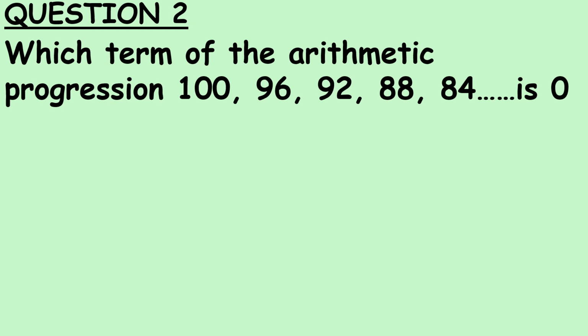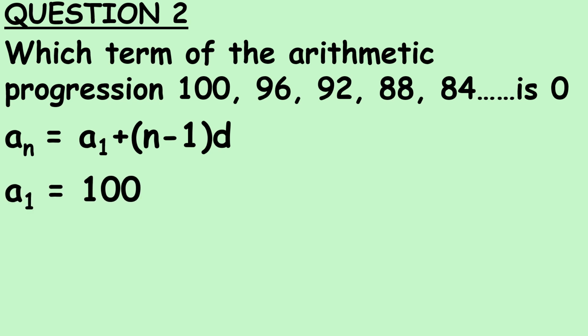So the question is, which term? Is it the 5th term? Is it the 20th term? Is it the 30th term? When will this arithmetic progression get to 0? Which term will it be? All we need to do is write the general equation of the nth term, which is a_n is equal to a1 plus (n minus 1) times d. In this particular case, we know what our a1 is. a1 is the first term, and clearly shown there it is 100. And we know what our difference is. Our d, the common difference, will be minus 4.